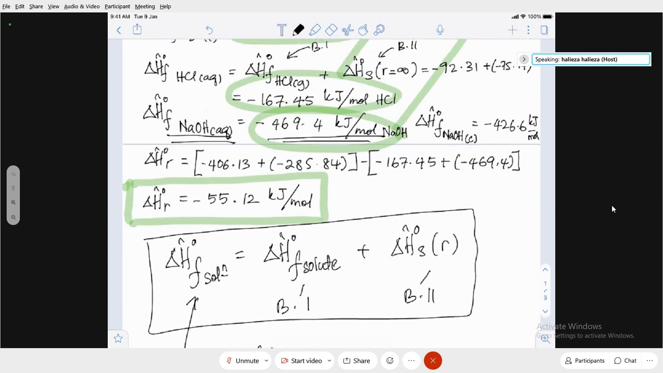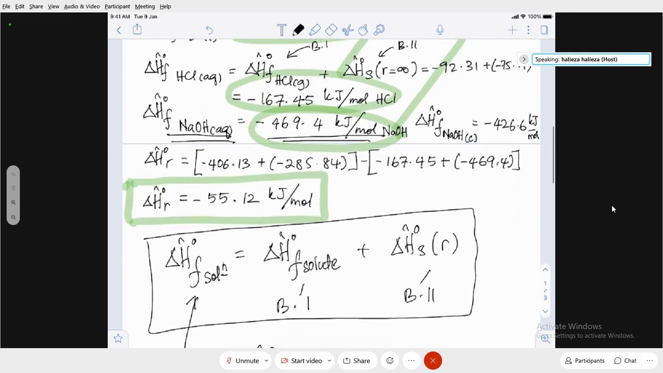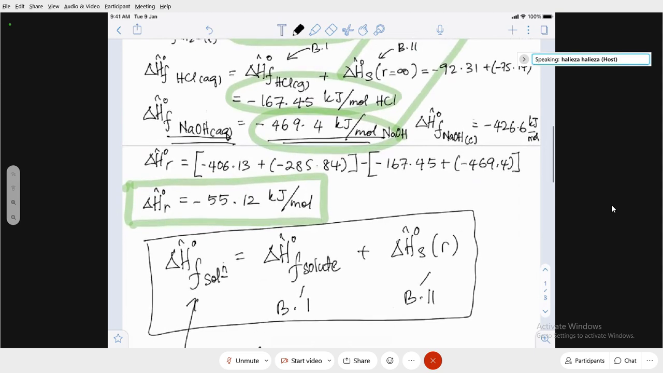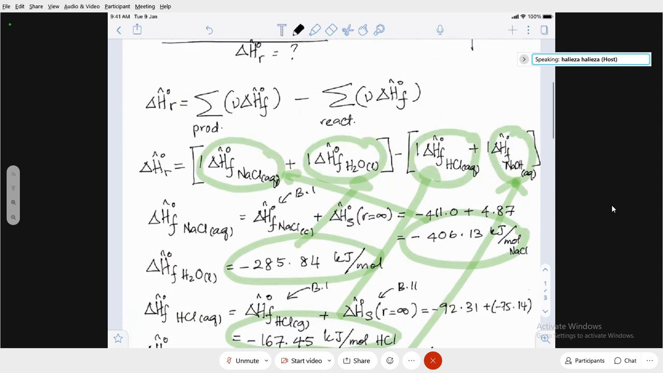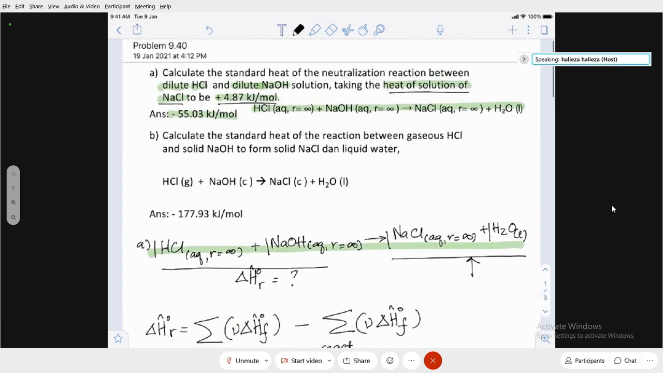Appendix B11 is for the heat of mixing or the heat of solution, not for the formation of the solution, not for the heat of formation of the solution. Appendix B1 is for the heat of formation of the solution. So please get that right. Okay, for part B, since there's no question, I'm going to proceed with part B.